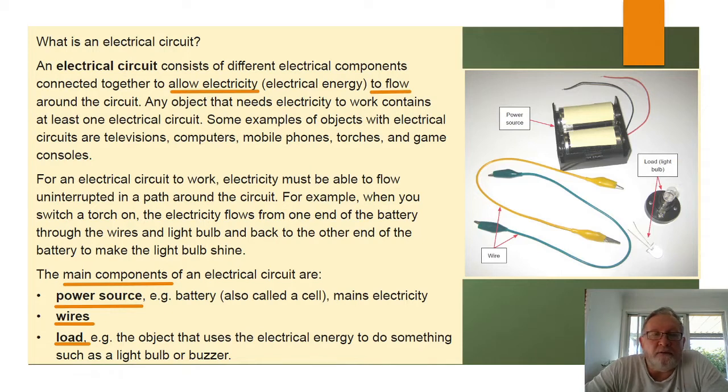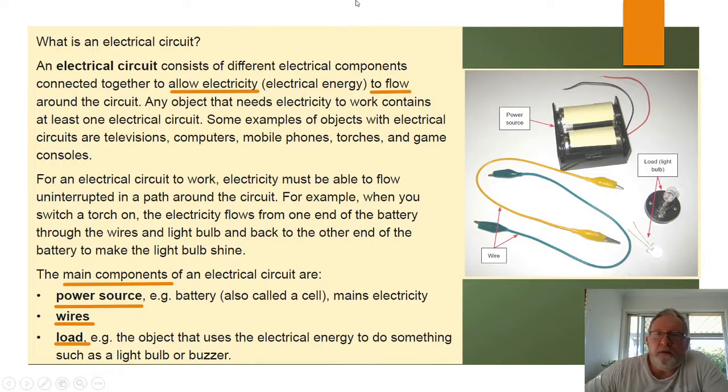So, the main components of an electrical circuit are the power source. That's a good scientific word to use. We'll call it a battery or a cell at different times. And it can even be the mains electricity, such as when you plug into a power point. That is your power source. Wires. And another science term that you need to know is the word load. Basically, in terms of science, a load is any object that uses that electrical energy to do something. It could be to create heat, to cast a light, to move, any of those sorts of things. Each of those are a load.